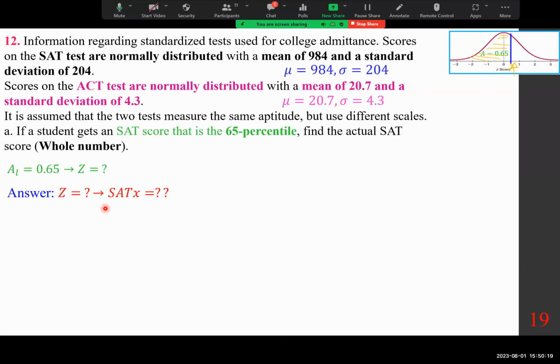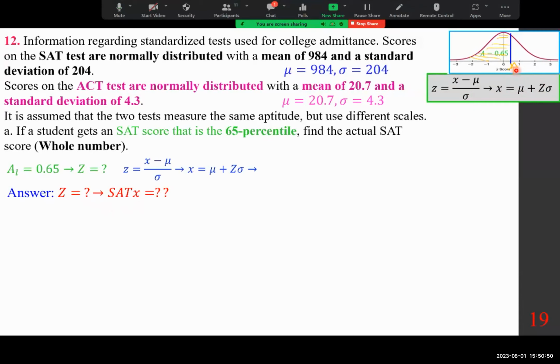So after we find the z-score, then we go to the x. Remember, z is x minus mu over sigma. So z is x minus mu over sigma, or x is mu plus z sigma. So I hope everybody can see the process. So with that being the case, everything that we want to calculate is here, we're going to use this one, except the z. So now we find the z from the table or technology. So mu is 984, sigma is 204 because we are dealing with SAT. That's why we're going to use the SAT stuff.